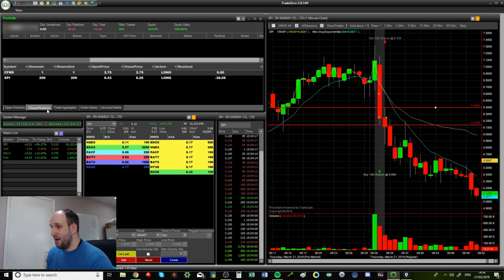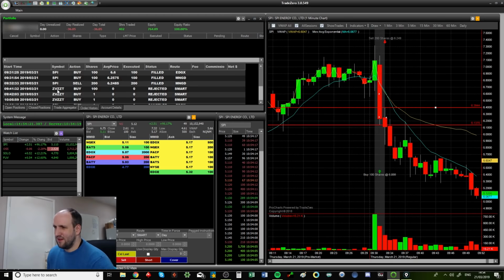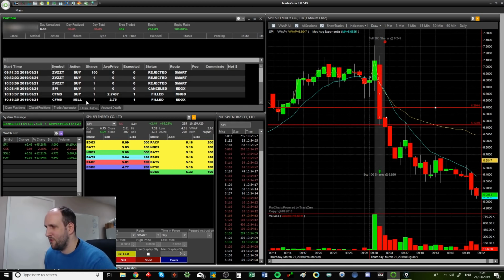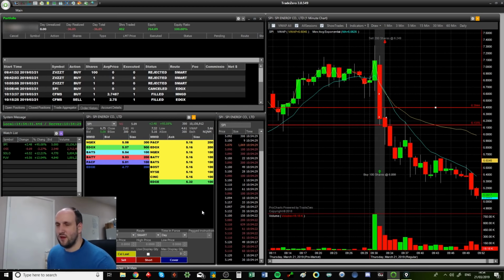And yeah, so after you see some order history, ZVZZT is just a test stock, so I'll try and get all my hotkeys set up. You can't trade ZVZZT for whatever reason now on TradeZero. It just comes up invalid, so I couldn't test my hotkeys. So I basically just tested them buying one share of CFMS.